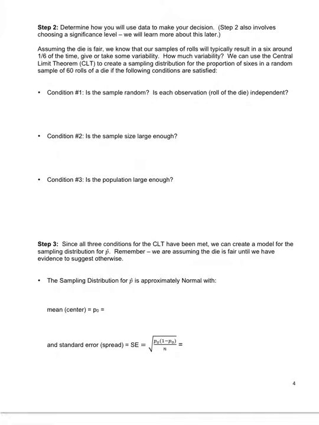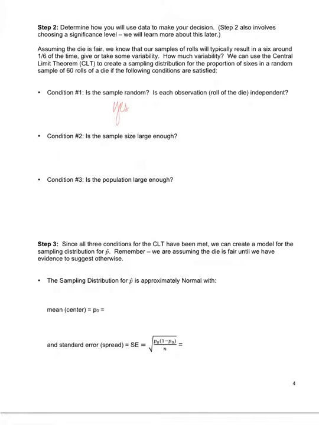So we can use the central limit theorem, or CLT, to create a sampling distribution for the proportion of 6s in a random sample of 60 rolls of a die if the following conditions are satisfied. And these conditions are the same ones that we observed in the previous chapter. So condition 1, we have to see if the sample is random. So assuming we're rolling the die in a random way, we can say yes.